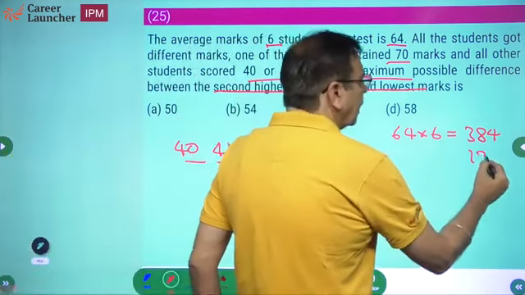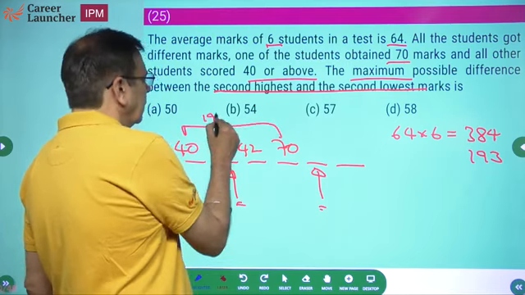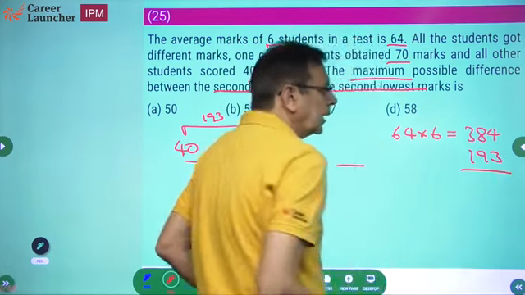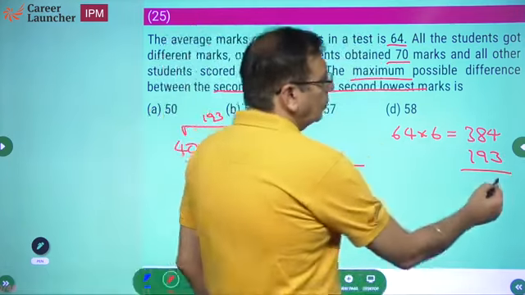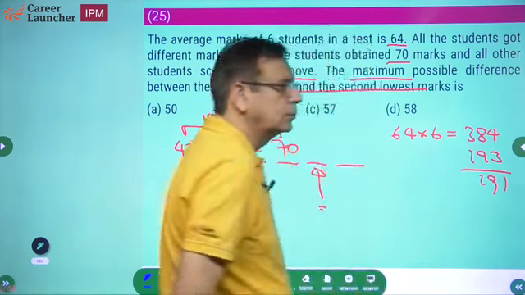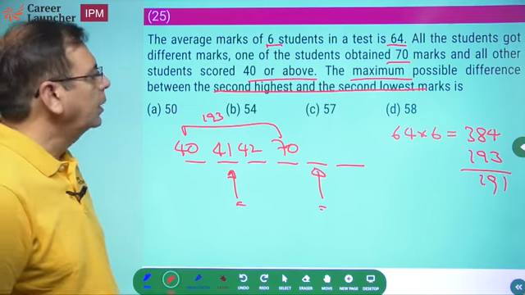The three of them add up to, these four add up to 193. Okay. So 384 minus 193, how much is that? 184 plus 7, 191. Okay.